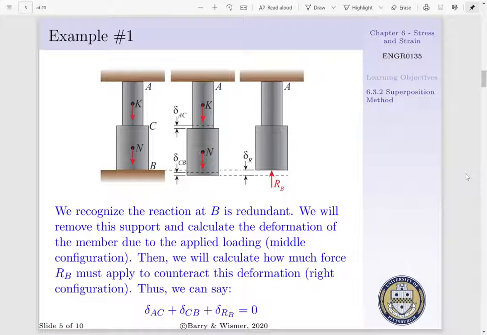For us to begin, we are going to recognize that our reaction at B is redundant. So we will remove the support and calculate the deformation of the member due to our applied load. This is shown in the middle configuration. Then we will calculate how much force RB has to apply to counteract this deformation. This is shown in the right configuration. For our system to be compatible with the original configuration, we have to say delta AC plus delta CB plus delta RB is equal to 0.